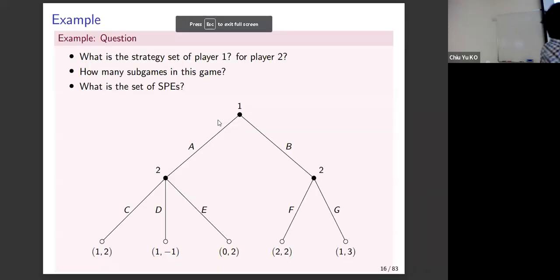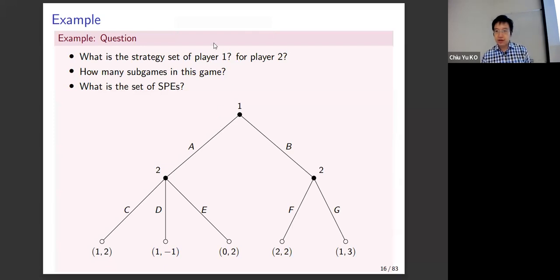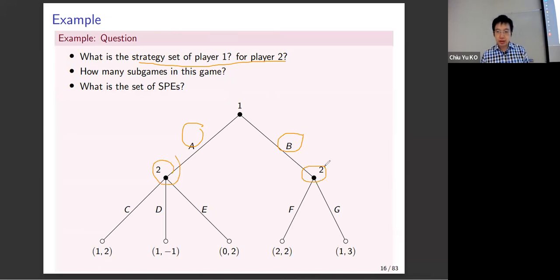Okay, so look at this. How many subgames are there? First, probably look at what the strategy set is. Player 1 is very simple: just A and B. But player 2 is more complicated. Player 2 actually has 2 nodes. So her strategy set will be this multiplied by that, 3 times 2, that's 6. You have CF, CG, DF, DG, EF, EG.